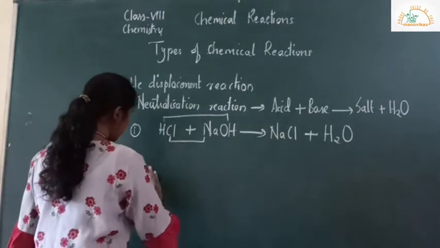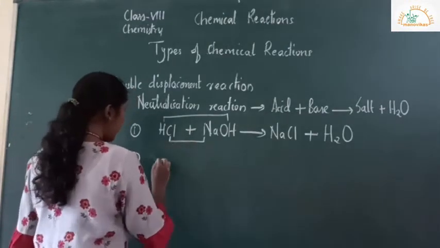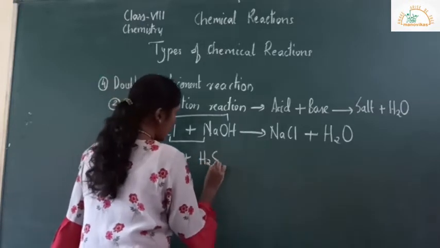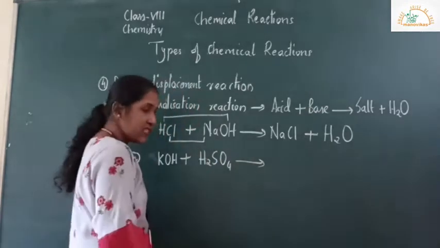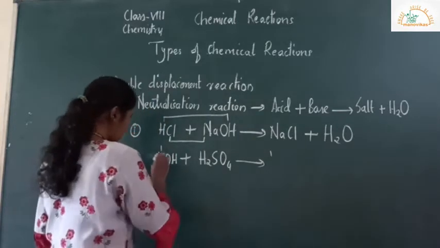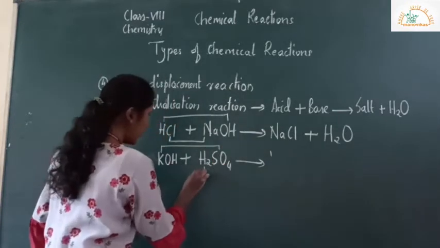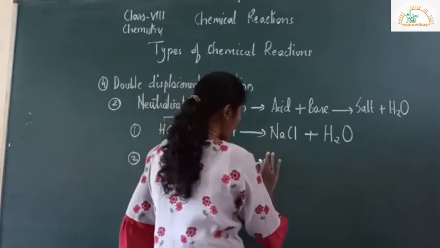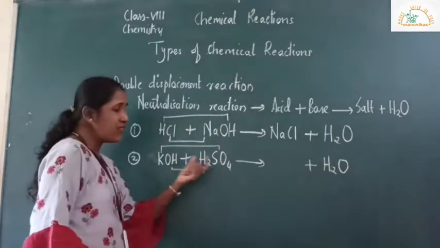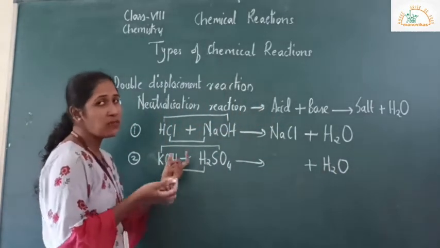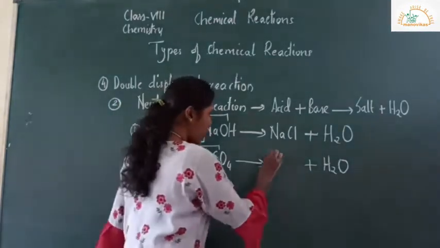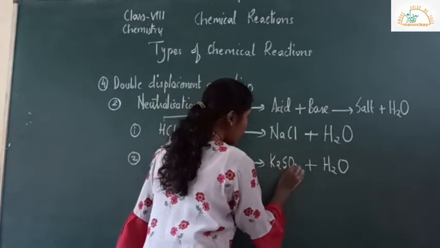Suppose I take the base as KOH and I use the acid as H2SO4, that is sulfuric acid, what I will get is the salt and water. So I will write water first and I will get the salt, that is K2SO4, that is potassium sulfate. Now what is the formula of potassium sulfate? Go with the crisscross method. So it will be K2SO4.